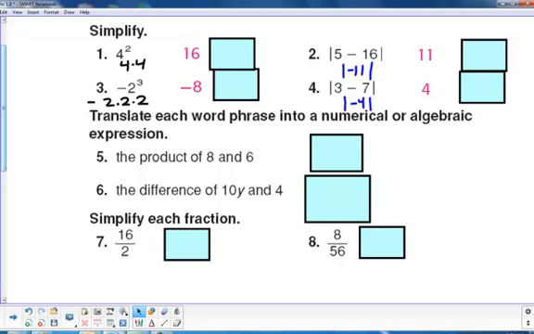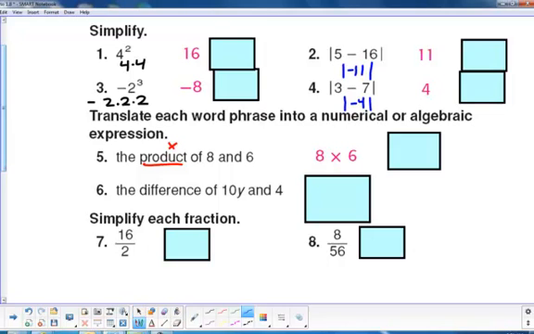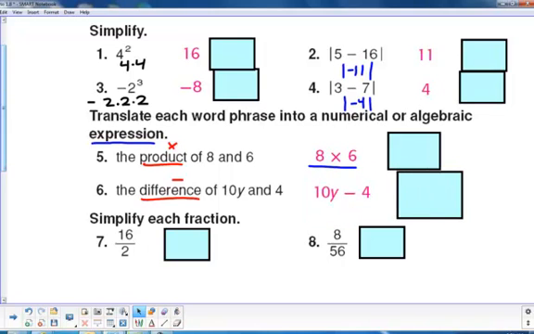Next, we're going to write this in mathematical terms. Product means to multiply. So the product of 8 and 6 would just be 8 times 6. It doesn't ask you to solve it. You could put 48, but since it's asking you for the expression, you can stop right there. The next one is the difference of 10y and 4. Difference means subtract. So you would just put 10y minus 4.